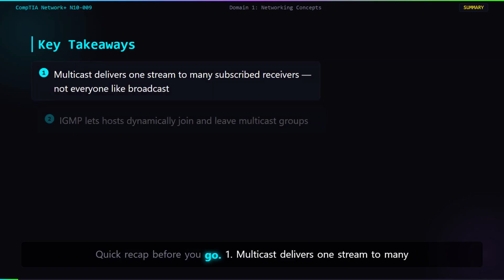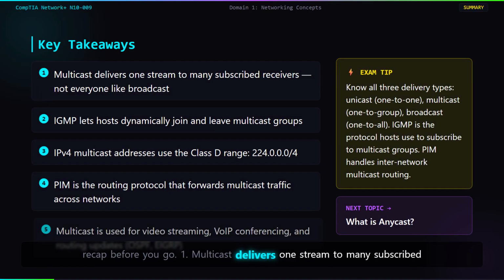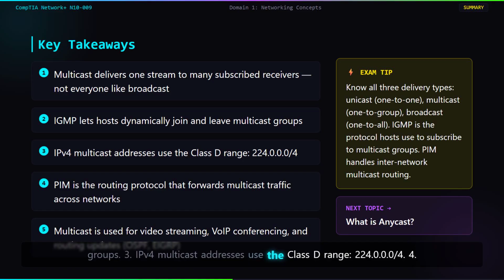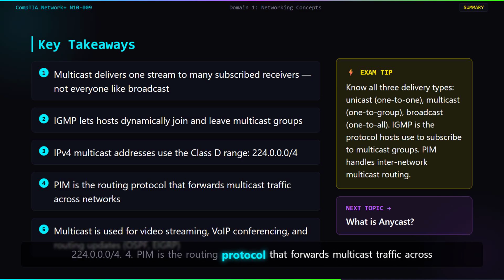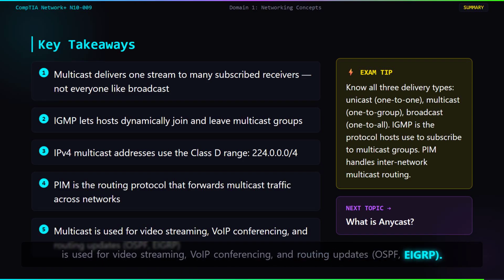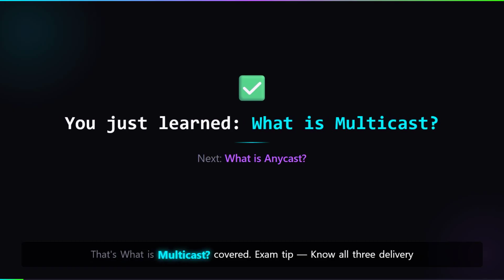Quick recap before you go. 1. Multicast delivers one stream to many subscribed receivers. Not everyone like broadcast. 2. IGMP lets hosts dynamically join and leave multicast groups. 3. IPv4 multicast addresses use the Class D range, 224.0.0.0/4. 4. PIM is the routing protocol that forwards multicast traffic across networks. 5. Multicast is used for video streaming, VoIP conferencing, and routing updates, OSPF, IGRP. That's what is multicast covered.